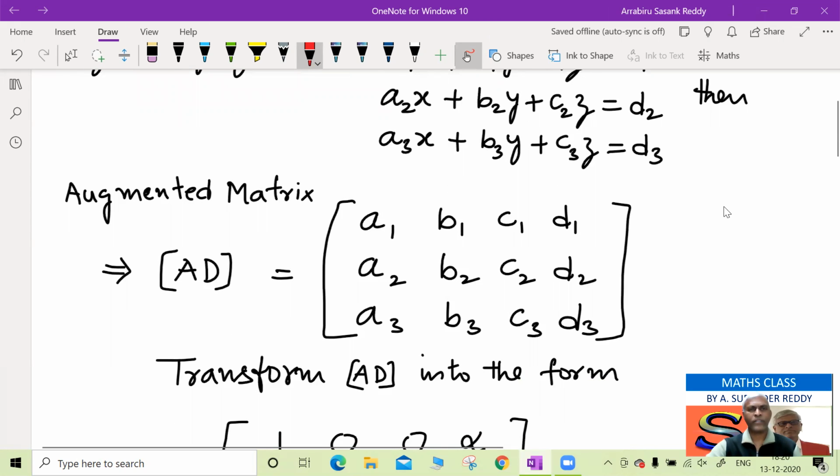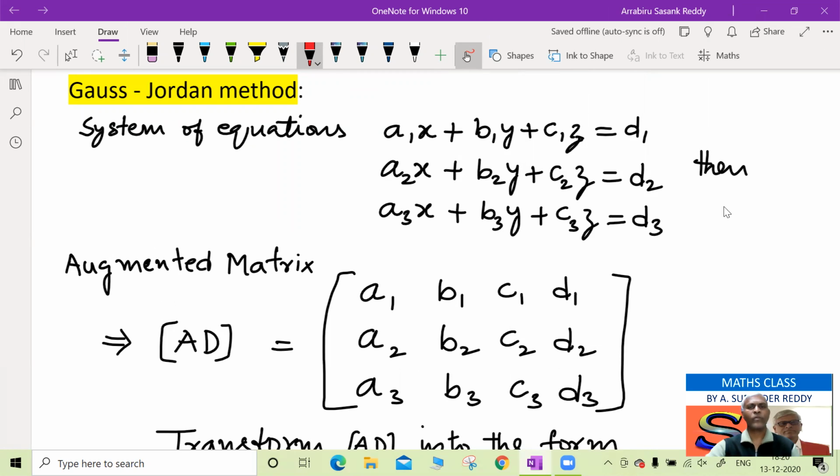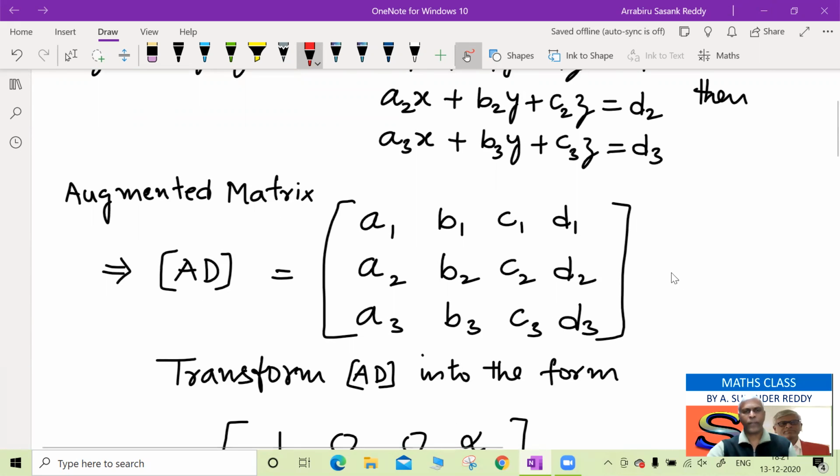First, we have to convert the equations into augmented matrix. What is augmented matrix? A1, B1, C1, D1, where A1, B1, C1 are the coefficients of x, y, z in first equation and D1 is the constant. And A2, B2, C2, D2 from second equation, A3, B3, C3, D3 from third equation. So this is the augmented matrix, very easy to write the coefficients and constants in the given three equations, and you will get a 3 by 4 augmented matrix, 3 rows, 4 columns. This 3 by 3 is the coefficient matrix and D1, D2, D3 the constants. Mixing these two, the A and D matrices, you get an augmented matrix.